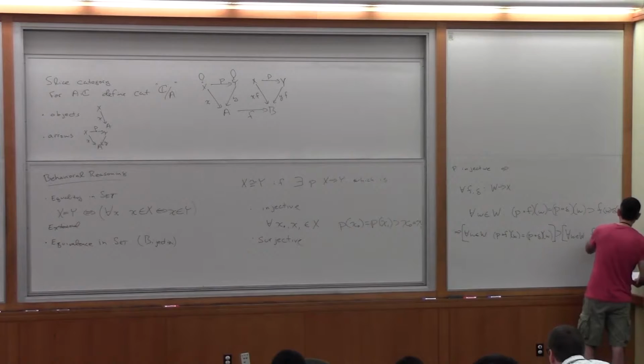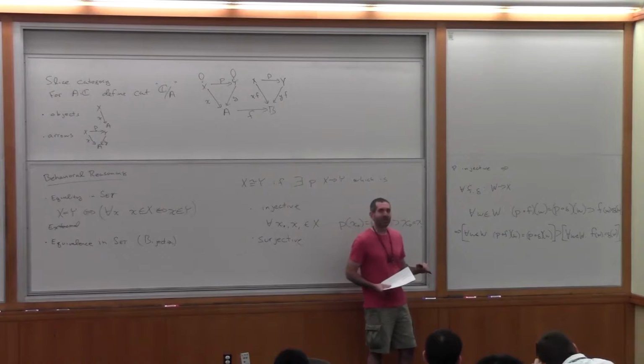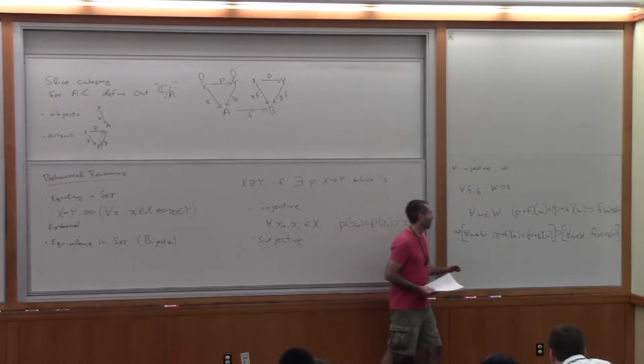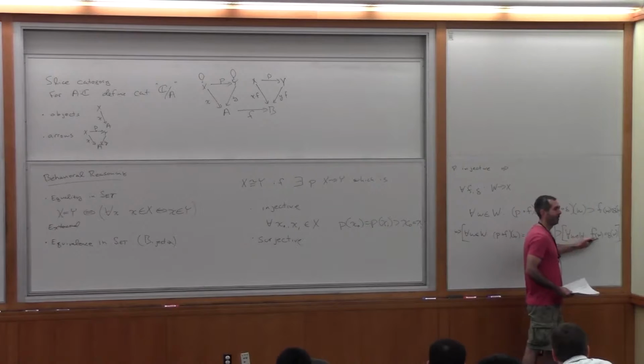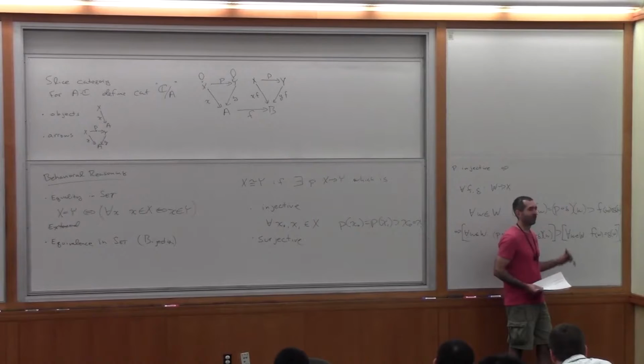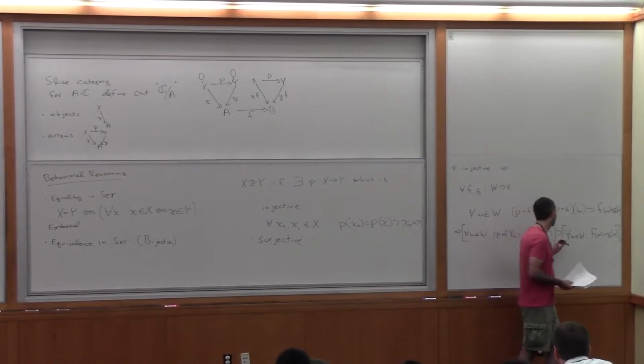Okay? So this might look even more complicated, but why have I done this? Why does this help me? Well, let's look over here. We're saying for every element in W, the f and g images of that point agree. In the category of sets, what does that say about the functions f and g? They're equal functions, right? That's how equality of functions is defined in the category of sets, that they take the same value on every argument. So this is saying that f equals g.